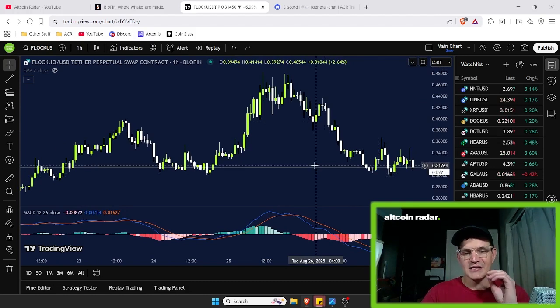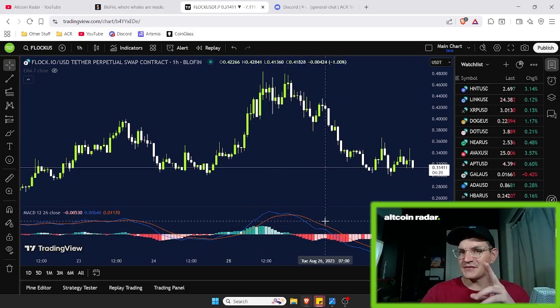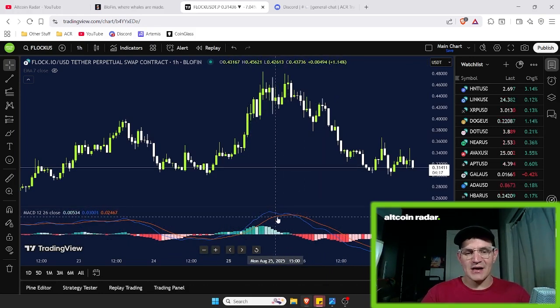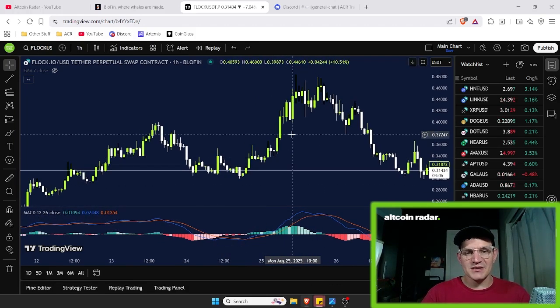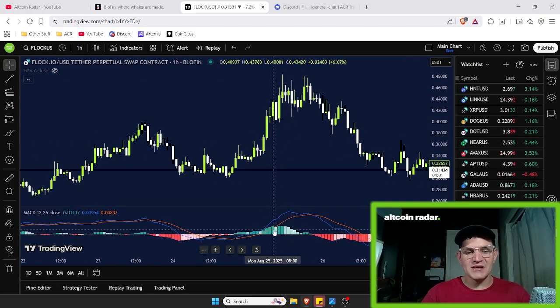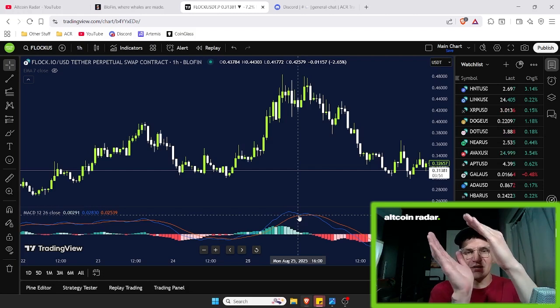The first thing to look at is the histogram. The histogram are these red and green bars that you see right in here, and the second thing to look at is going to be the MACD line and the signal line right in here as well. These two lines work in tandem with the histogram. So when things are extremely bullish, as you can see in this uptrend right in here, you're going to be seeing dark green bars in the histogram. And you're also going to see the MACD line and the signal line continuing to widen and get larger as it goes up.